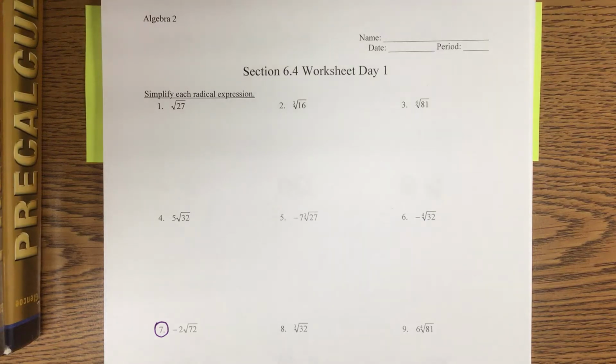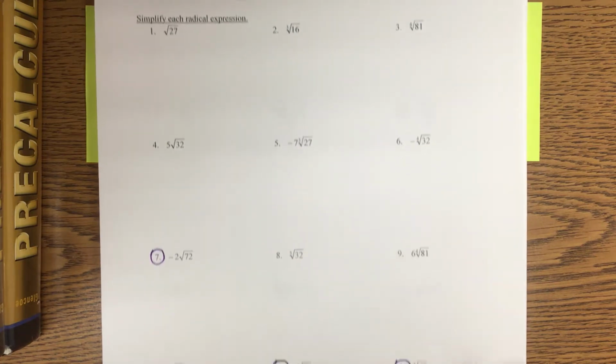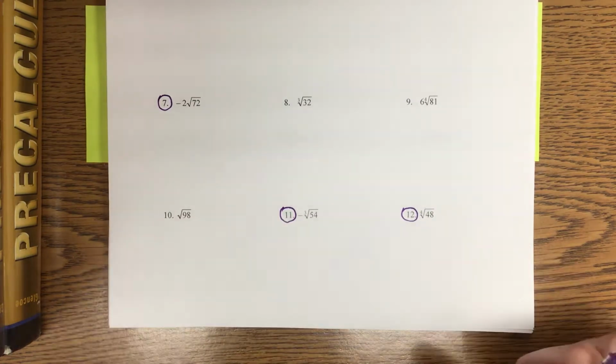In this video, I will be going over some of the homework problems for the section 6.4 Day 1 worksheet. We're looking at simplifying radical expressions that involve roots. And so I'm going to go to number 7. I'm going to talk about a square root.